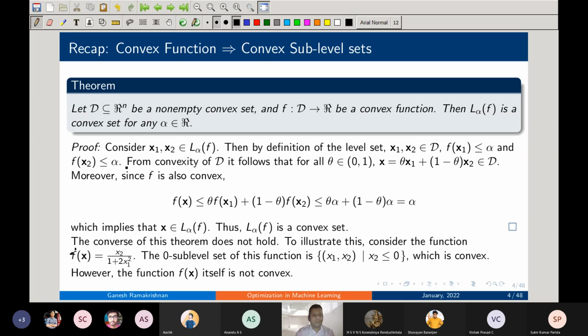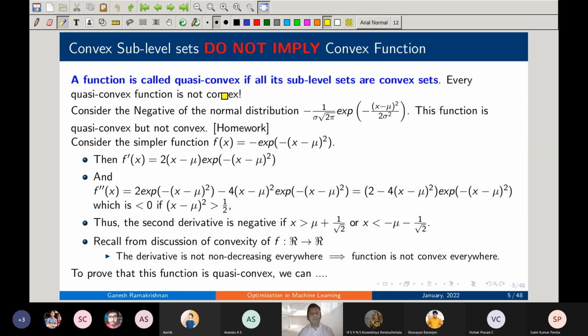I hope there is no doubt here as such. We'll proceed. This was a very simple proof. However, where I left your homework is that convex sublevel sets do not imply convex functions. And this brings in the notion of quasi-convexity. A function is called quasi-convex if all its sublevel sets are convex sets. However, every quasi-convex function is not convex.